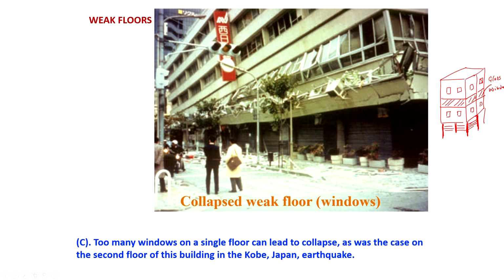So, these glass windows are not at all a strong member in this building, and that is what happened in Kobe. This was in 1995, and that is what we see as a sort of weak floors. So, these are weak floors.